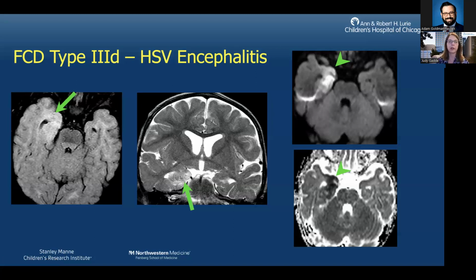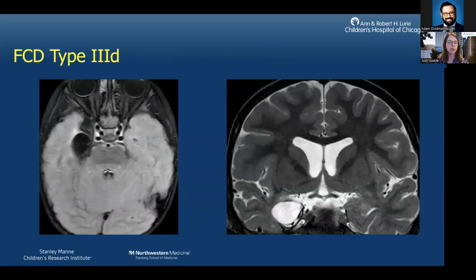So the patient was treated and then developed seizures. And this was follow-up imaging where we see some cystic encephalomalacia now in that medial right temporal lobe, but there's still some surrounding T2 FLAIR hyperintensity. We can see that both on the axial T2 FLAIR and on the coronal T2. And again, you might just think this is gliosis, but given the fact that they had persistent seizures, they ended up resecting this, and it again was focal cortical dysplasia type 3D.